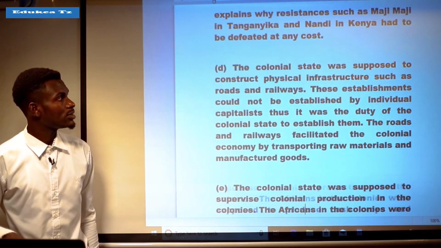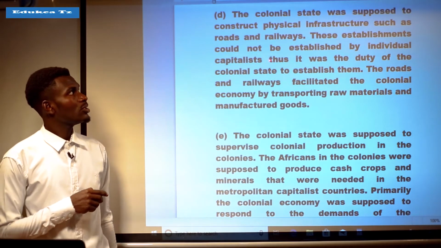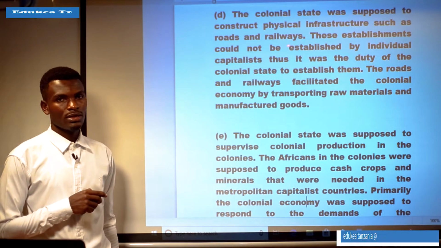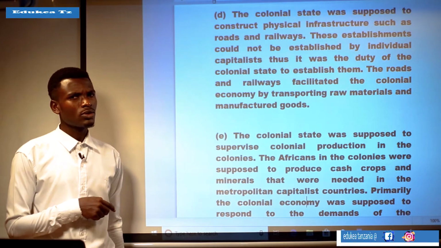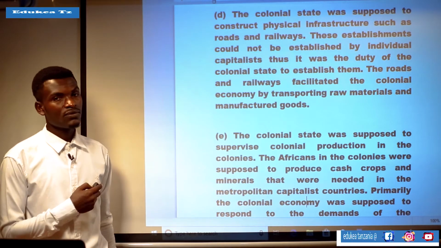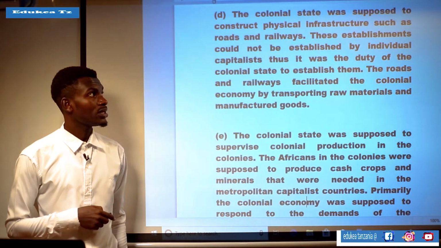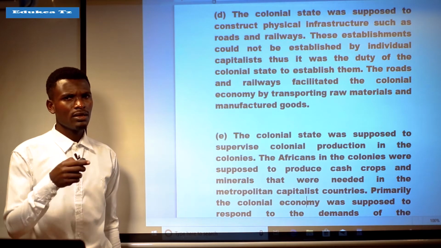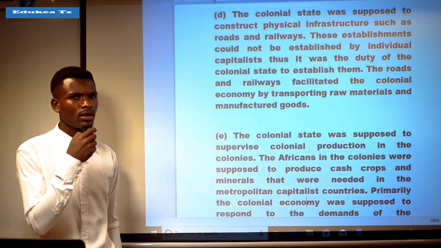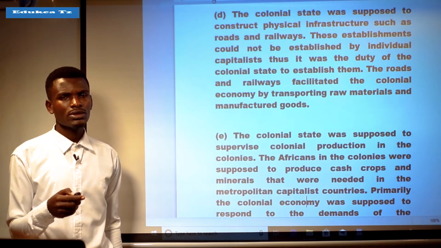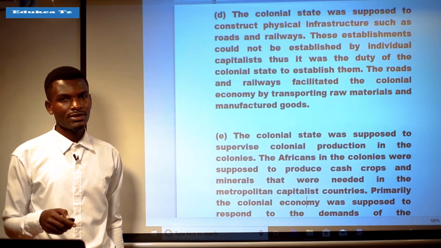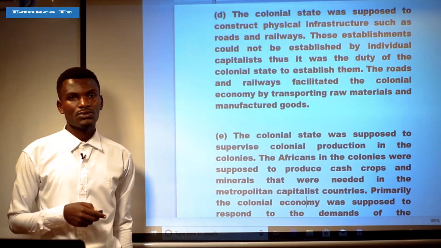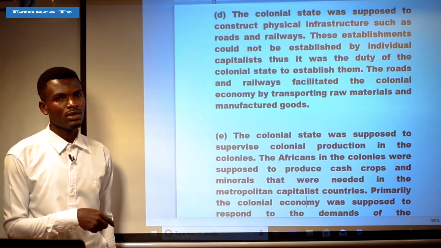Another objective was that the colonial state was supposed to construct physical infrastructure such as roads and railways. What were the main functions of that infrastructure? To transport raw materials and laborers from their homes to the working stations, and to transport raw materials from the productive areas to the shipping areas. These were the main aims of physical infrastructure such as roads and railways established during the colonial rule.